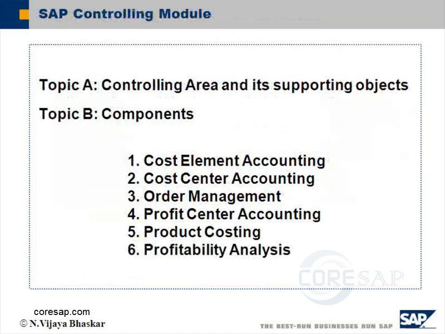Look at this content in the controlling module. So typically, these are the 6 components that we learn as part of the curriculum. Cost element accounting, cost center accounting, order management, profit center accounting, product costing, and profitability analysis. Before we start the controlling module, I'll give you a curtain raiser, an overview of every component, how each of these components contributes to productivity, profitability, and all that stuff.